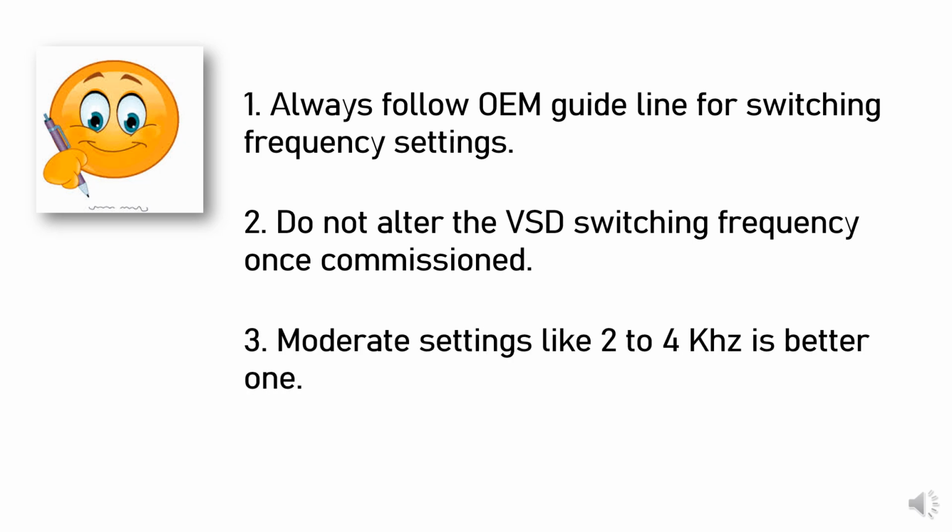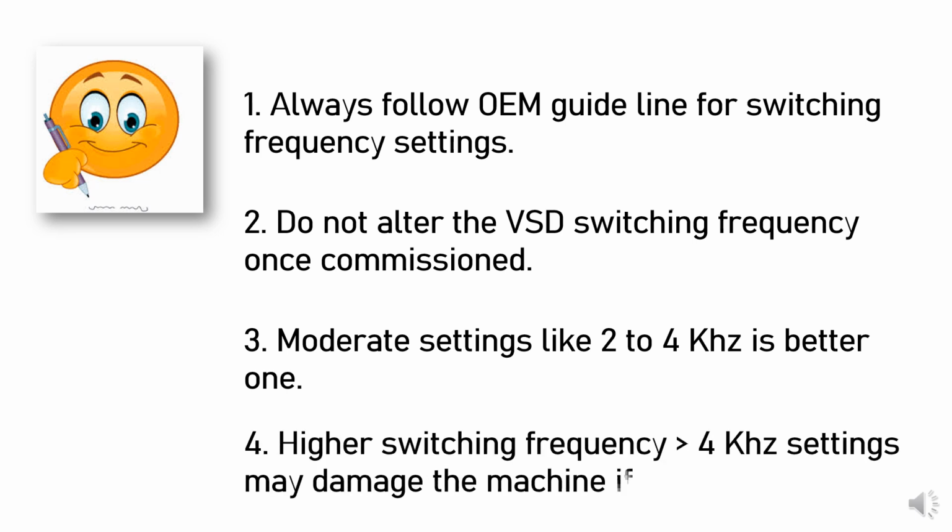A moderate setting like 2 to 4 kilohertz is one of the best options. If you haven't found any vendor guideline, keep it at 2 kilohertz, go slowly up to 4 kilohertz and leave it there forever. You will find good results between 2 and 4 kilohertz. A switching frequency greater than 4 kHz may damage the machine if it is not designed to handle such large capacitive current or bearing current. So if you cross 4 kHz, kindly read the OEM manual and the machine manual. Otherwise, the high-cost machine may be damaged.